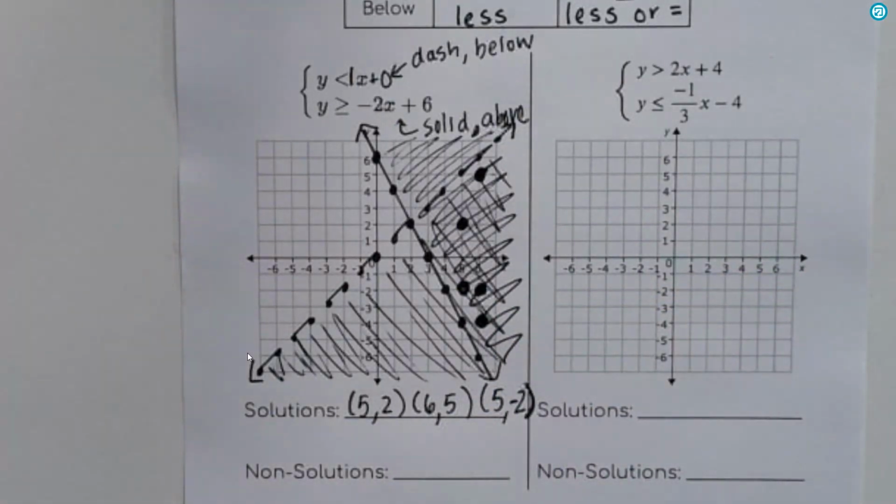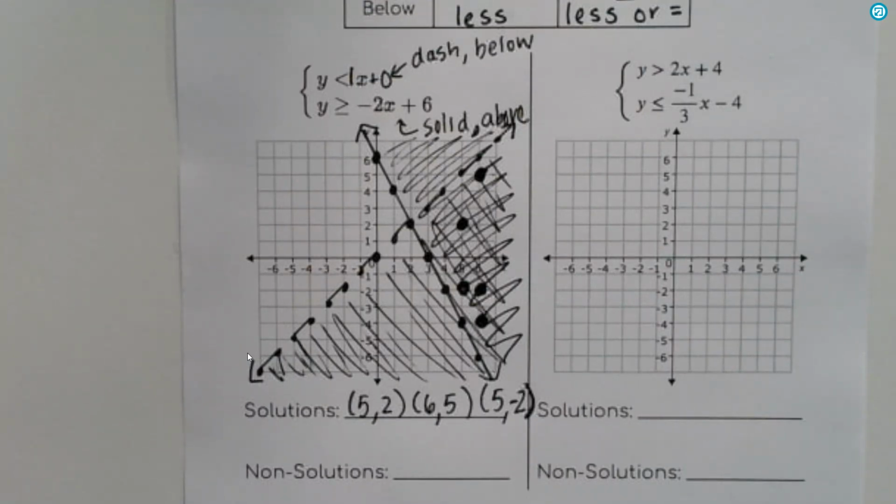That's a solution. So I think I accidentally graphed 6, -3, and I think I accidentally graphed 6, -4 as well. But 5, -2 is a solution. So any of those points in the double shaded area are solutions. Oh my gosh, I just said the completely wrong thing. Everything else is not a solution.